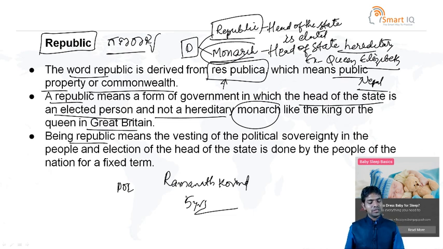Being a republic means the vesting of political sovereignty in the people. Election of the head of the state is done by the people of the nation for a fixed term. In a monarchical system, most of the decisions are taken by the king or queen. But in a republican country, most of the decisions are taken by the representatives with the assent of the people, because they are elected by the people. Here, in a republic, the most power is with the people and their aspirations.